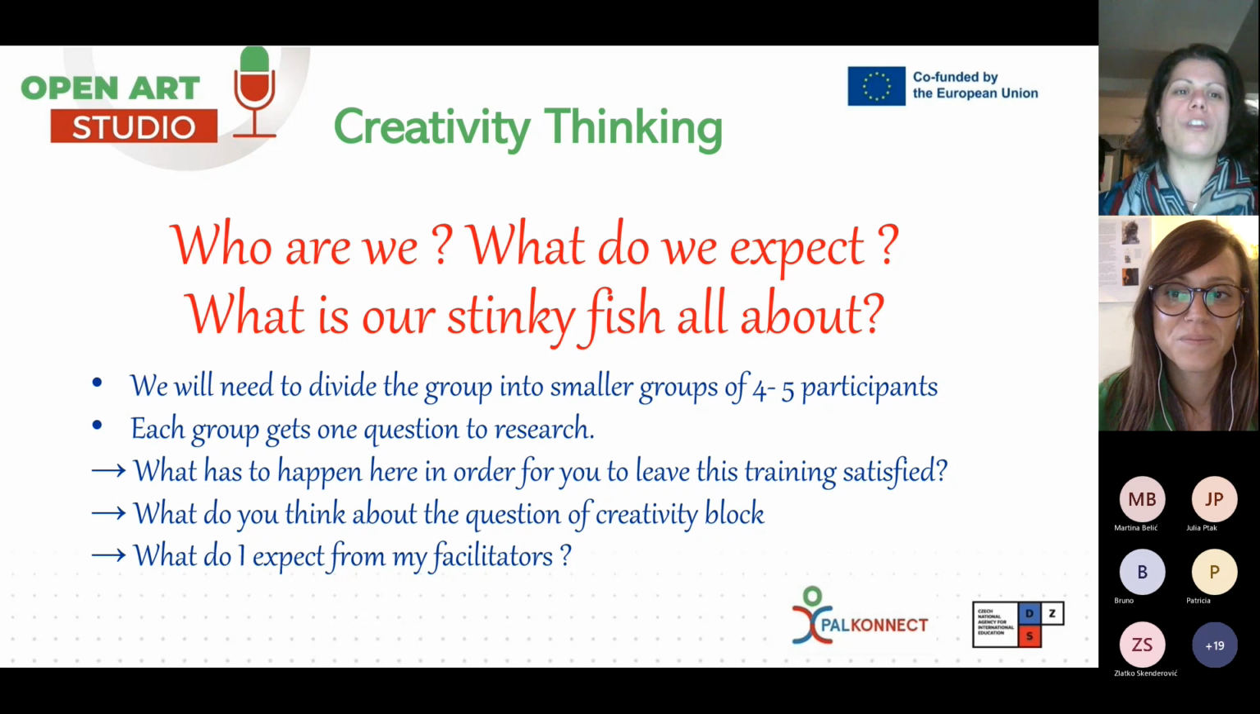So group 1 will have the question, what has to happen here in order for you to leave this training satisfied? I'm sorry. So we have 5 groups. 5 to 6 participants, because we have more participants than expected. What if we put 7 people per group? If you want, I can put 7 people per group. There will be 4 then. Okay, so 4. Yes, 4 groups. Really good.